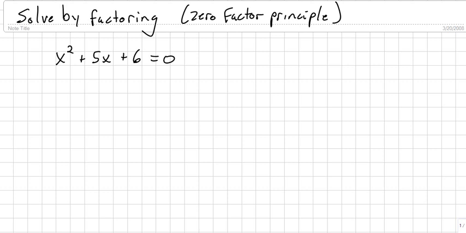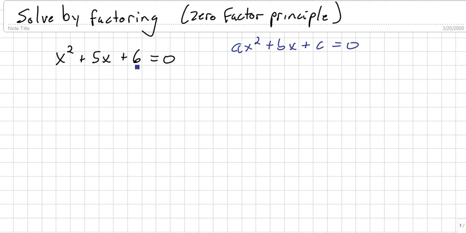Alright, I'm interested in solving this quadratic equation by factoring, or using the zero factor principle. Here I have a quadratic equation in standard form. Remember, standard form is ax squared plus bx plus c equals 0. So I'm in standard form, and my a value in this case is an invisible 1, my b value is 5, and my c value is 6.